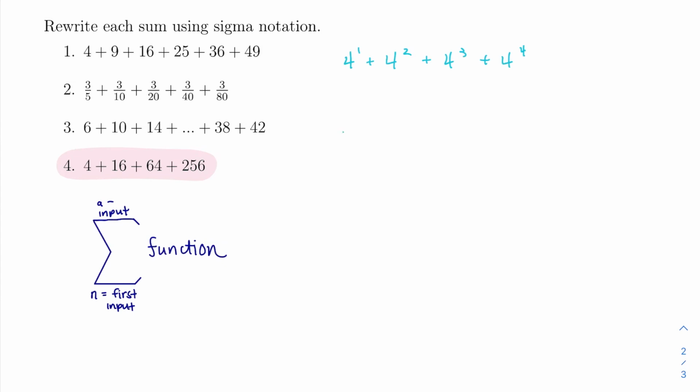And then when I fill in my summation notation, remember, whatever stays constant is part of your function. So notice these all have a base of 4. So I'm going to put a base of 4. And what's changing is my exponent, sorry. My exponent is going 1, 2, 3, 4. So again, I can see if my first input is 1, I'd get 4 to the first, then 4 to the second, then 4 to the third, and then lastly 4 to the fourth. So this is another way you can look at this one.